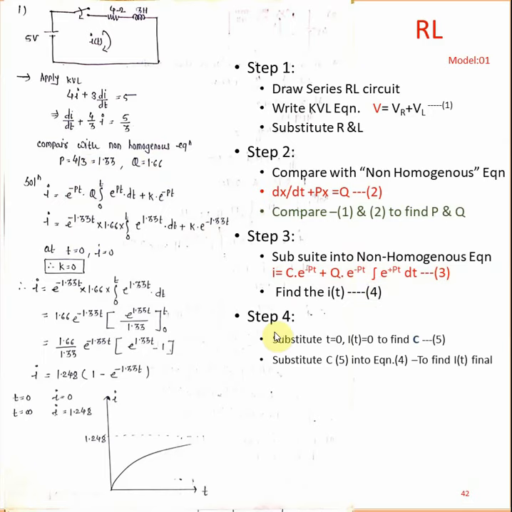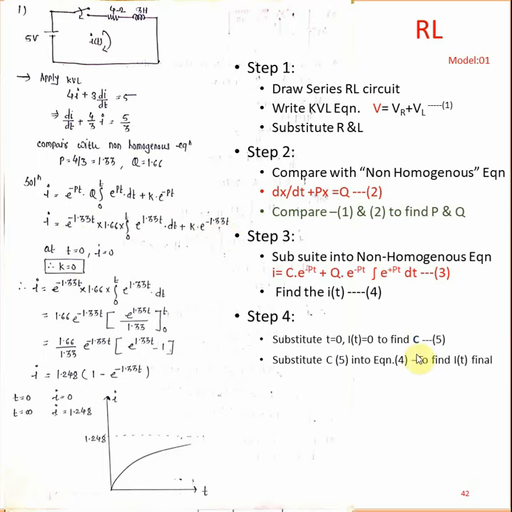Then I want to substitute t is equal to 0, I of t is equal to 0. Where I is equal to 0, I of t is k plus e power 0. So e power 0 is 1, and e power 0 is 1. So you substitute and find out what the k value is. The k value is equal to 0.